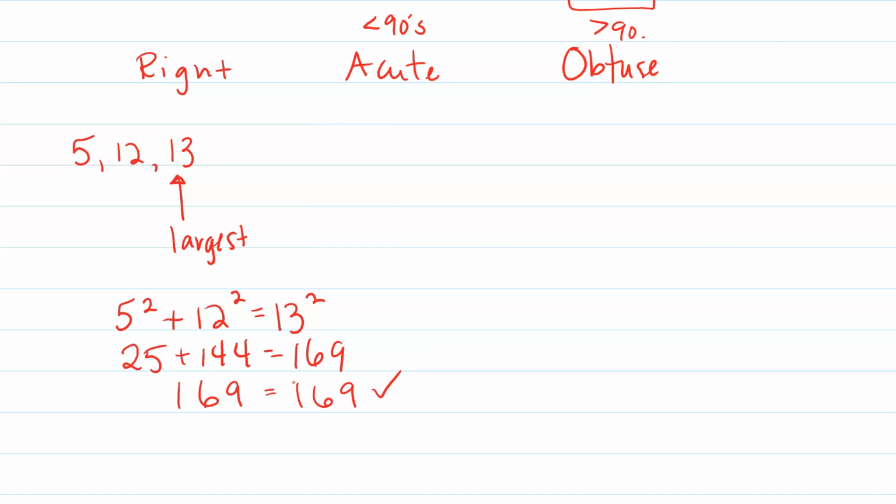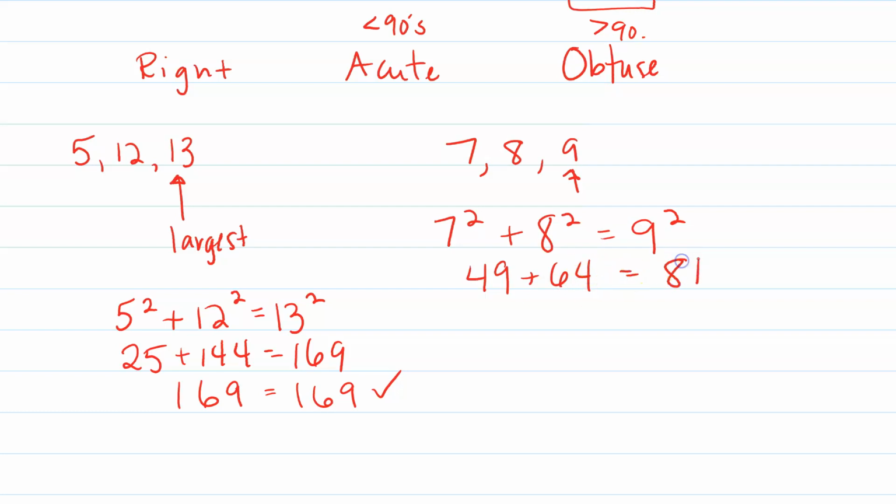Okay, let's try something else. Let's go 7, 8, 9, and see how this works out. All right, 9 I know is the hypotenuse because it's largest, so 7 squared plus 8 squared equals 9 squared? Let's see how this goes. 49 plus 64 is 113, which is not equal to 81.